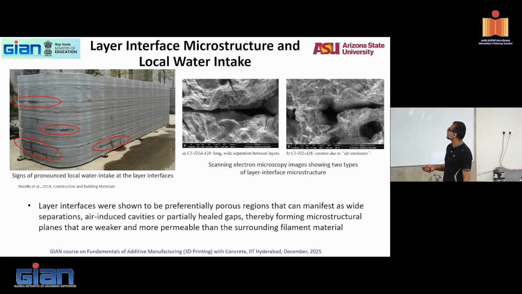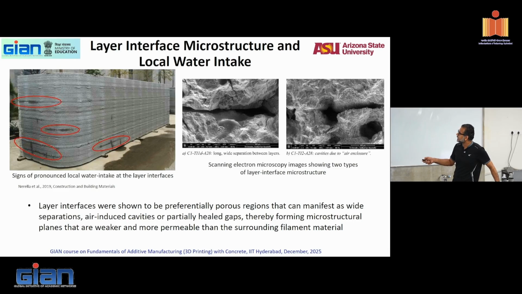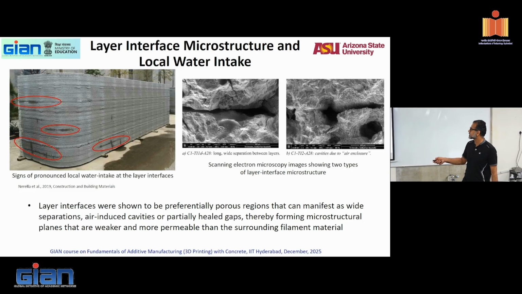Nothing of interest. Now, layer interface microstructure and local water uptake: you can see that in certain areas, you suddenly see very, very wet spots, local absorption because certain voids are much more porous. You can have air-induced cavities, partially healed gaps. You see all these pictures, right? These are all much more close-up pictures of interfaces.